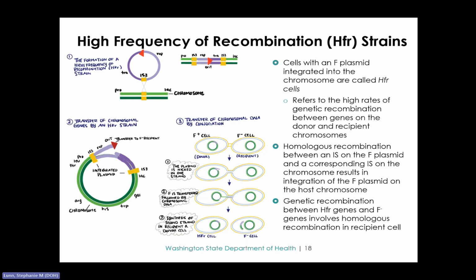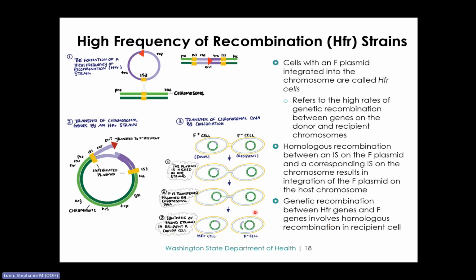So usually we often think about plasmids as being separated from the chromosome, but plasmids can integrate into the chromosome. And we call cells with an F plasmid integrated into the chromosome Hfr strains or Hfr cells, which stands for high frequency of recombination. And this refers to the high rate of genetic recombination between genes on the donor and recipient chromosomes.